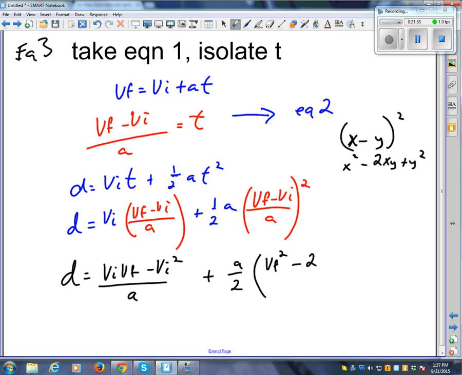Now, should I write Vf Vi or should I write Vi Vf? I've already got Vi Vf here, so I'm going to replace, instead of 2xy, it's going to be 2yx, okay? So this is going to be minus 2 Vi Vf. And then my plus y squared is this guy here. So minus Vi times minus Vi is plus Vi squared, all over the, all over a? a squared.